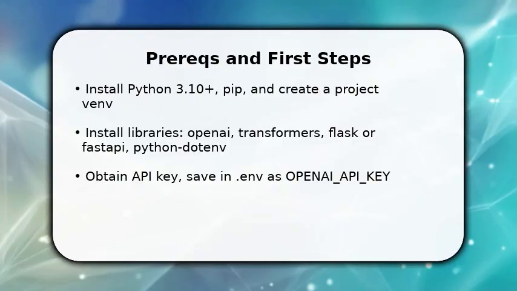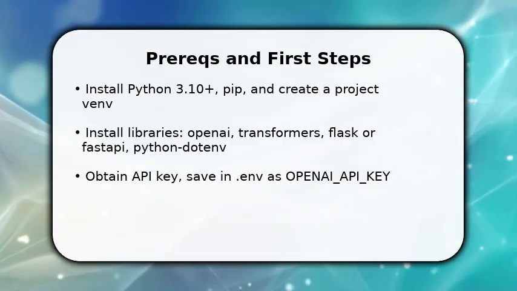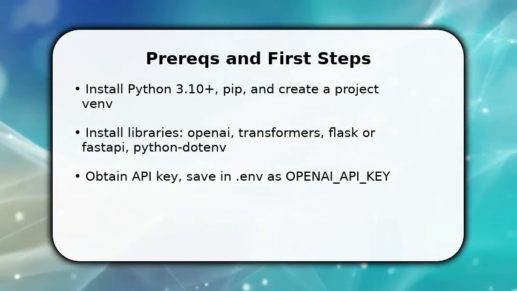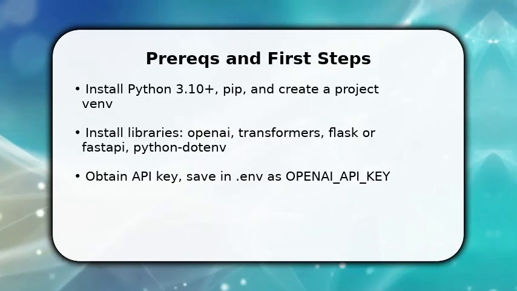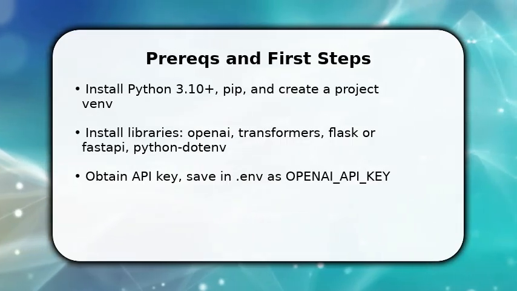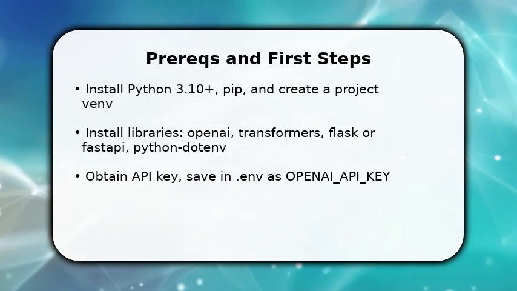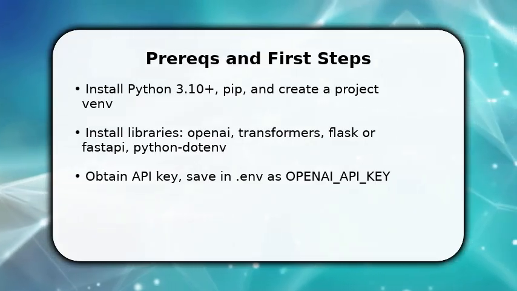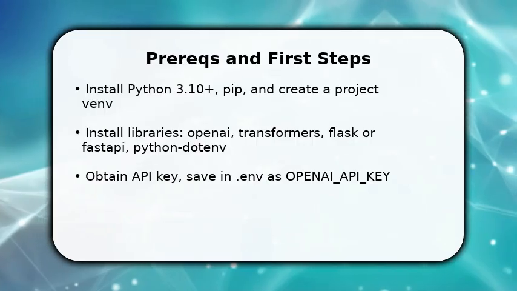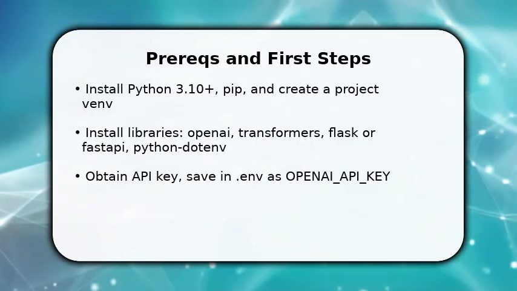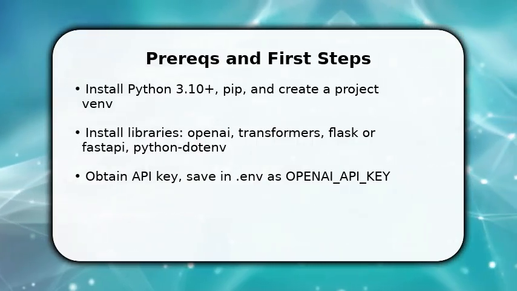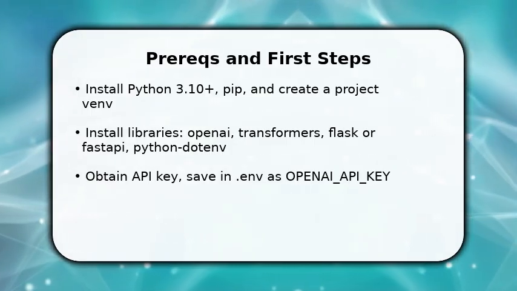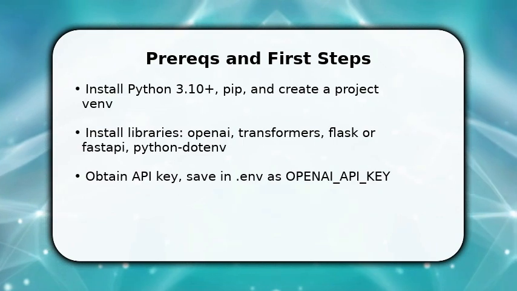Enjoy the video. You start by confirming Python 3.10 or newer and creating a virtual environment. This isolates dependencies. Next, install core packages, OpenAI or Transformers for models and Flask or FastAPI for an API. Once installed, get an API key from your model provider and store it in a .env file as OPENAI_API_KEY. Make sure to load it with python-dotenv. These steps give you a contained, secure base to prototype the assistant immediately.